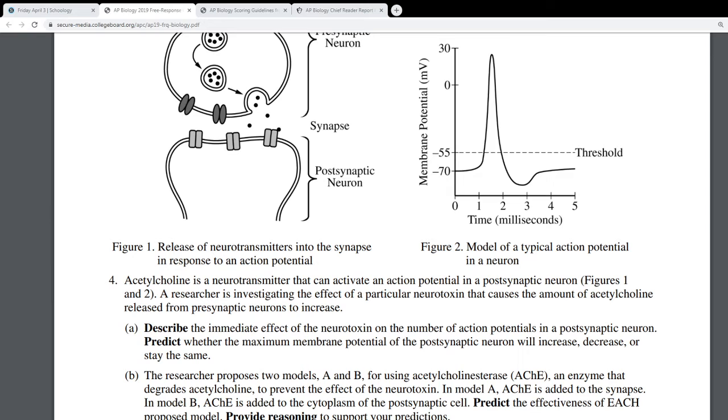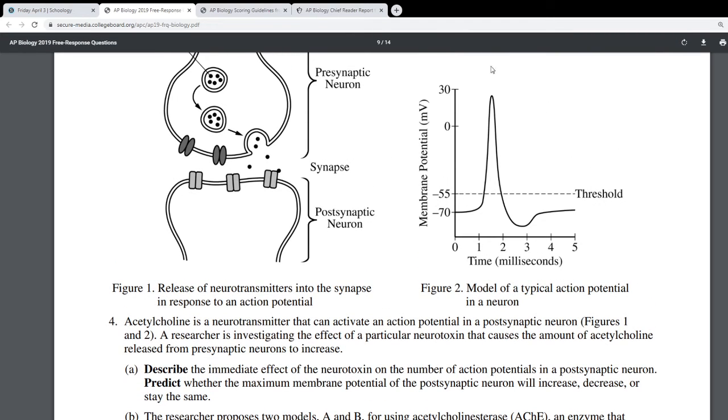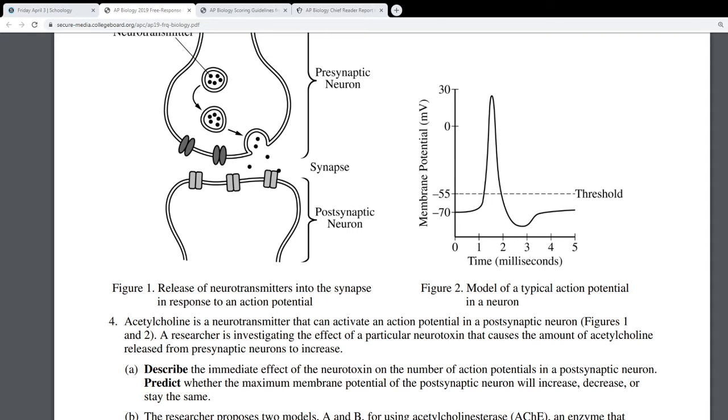Second part, predict whether the maximum membrane potential of the postsynaptic neuron will increase, decrease, or stay the same. So this is the maximum up here. Do you think this is going to stay the same, increase, or decrease? And you guys are at a real disadvantage for this question. But ideally, what we should see here is we should see that. Actually, you know what? I'm gonna leave it.